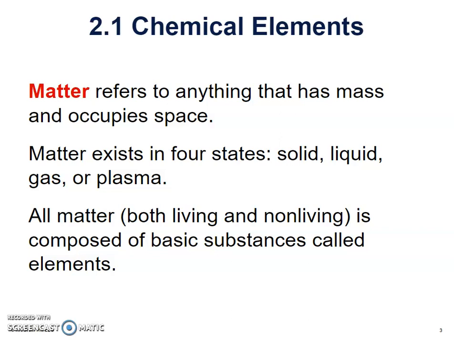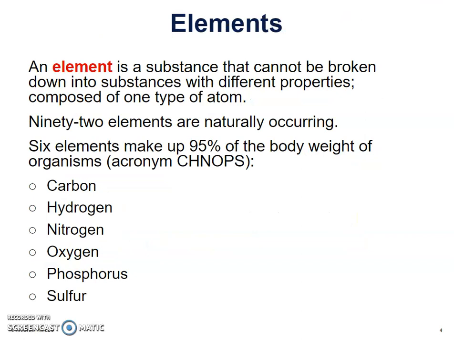All matter, both living and non-living matter, is composed of basic substances called elements. Elements are substances that cannot be broken down any further and retain their properties. They're composed of an atom. There are 92 naturally occurring elements. You can find those on the periodic table.